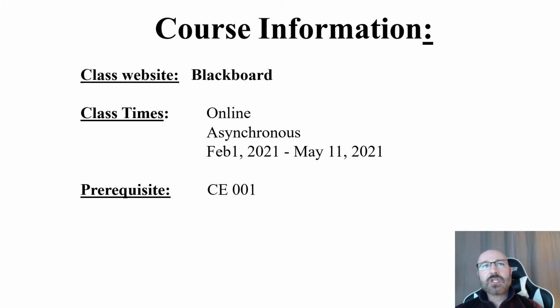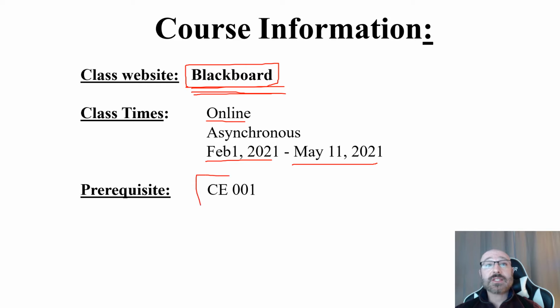So a little bit more information on this course. This is an online asynchronous course scheduled to run from February 1st until May 11th. This will all be completely online and it'll be run through Blackboard. I'll be doing this in a module format, so there'll be 15 different modules corresponding to the 15 different weeks within the semester. All of the lectures and materials will be posted on Blackboard, so this will be your main source of communication here. The prerequisite for this course is CE 001.